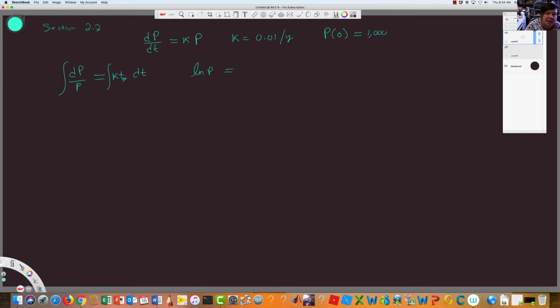Okay, this is just k, not kt. I haven't integrated it yet. And on the other side, I get kt, and then I have the option of just saying, hey, I'm going to call this ln of c, the constant, right? And that's because I have an ln on this side, and I'm going to have to exponentiate. So why not just leave it like this?